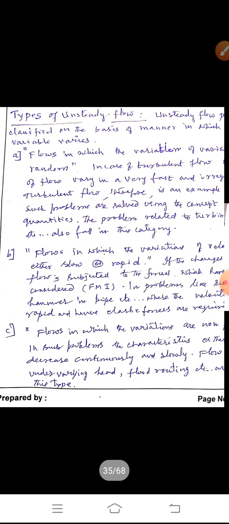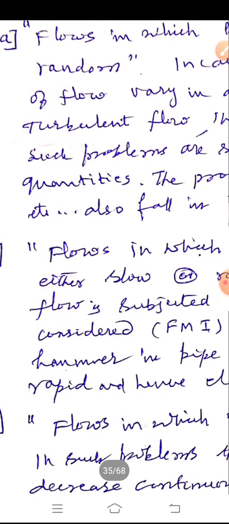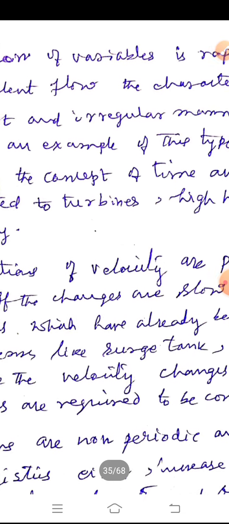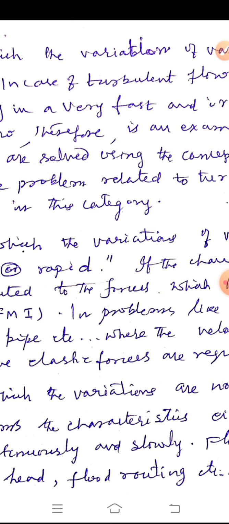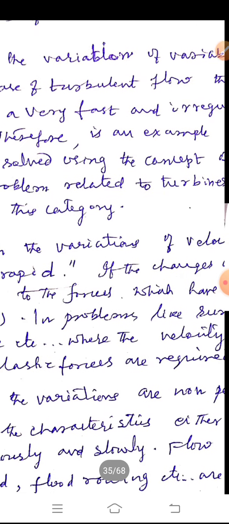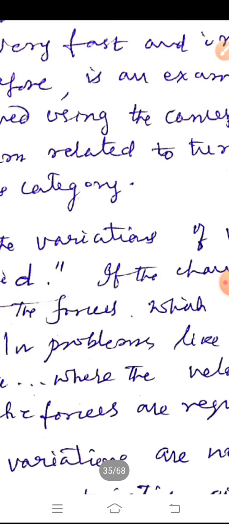The second one is flows in which the variations of velocity are periodic, either slow or rapid. If the changes are slow, such problems you have studied in FM1, whereas in problems like surge tanks, water hammer in pipes, etc., where the velocity changes very rapidly, therefore we may need to take the elastic forces also into account.